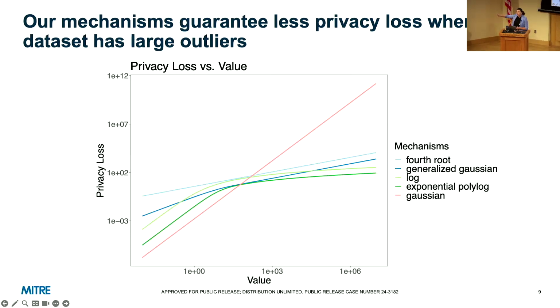However, we see that as the query value increases, the Gaussian mechanism is incurring more and more privacy loss, whereas our slowly scaling mechanisms have now started to degrade in terms of the amount of privacy loss that they're incurring. And so we therefore see that if you have larger query values in your data set, so larger outliers, our slowly scaling mechanisms are going to incur less privacy loss for each of these records. And that's when these mechanisms are most beneficial to use.